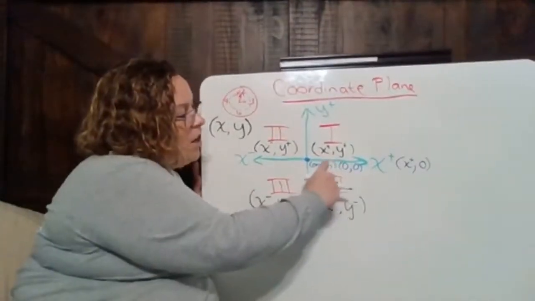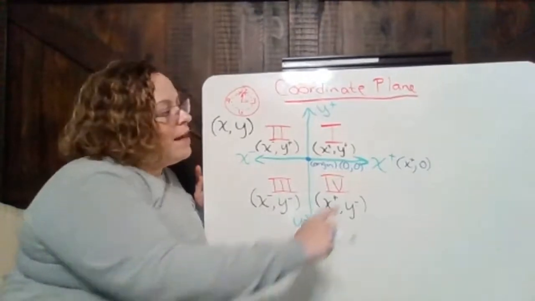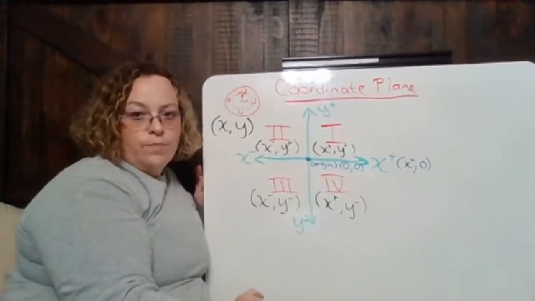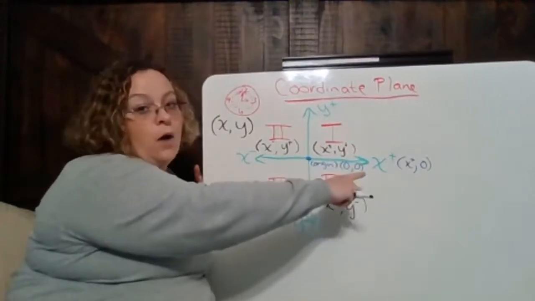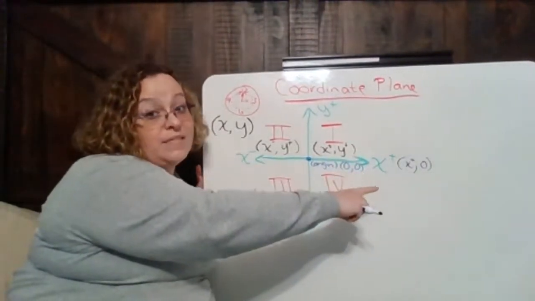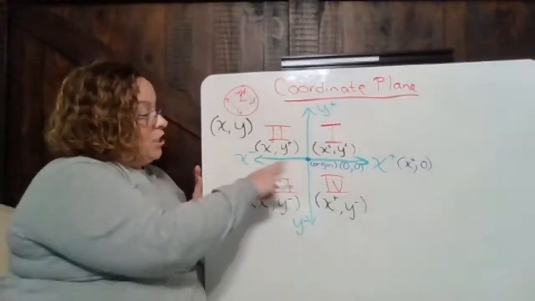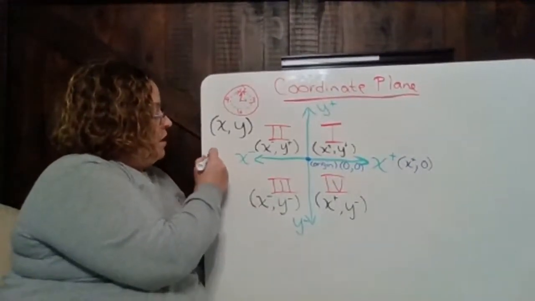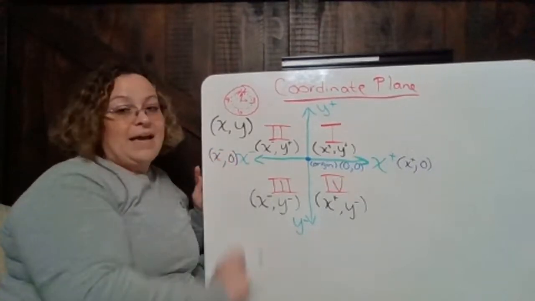Because if it's sitting on the axis, I didn't move up or down. So that means my y is 0. So if it's on the x-axis, your y is always going to be 0. The only thing you have to decide is, is my x positive or is my x negative? Because it could be over here, and if it's over here, then you have a negative x, but your y is still 0.